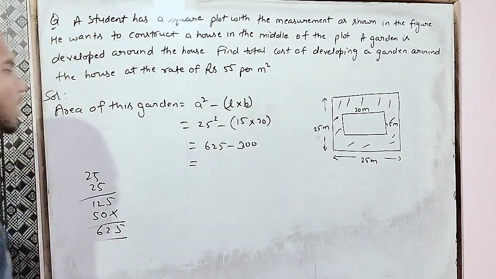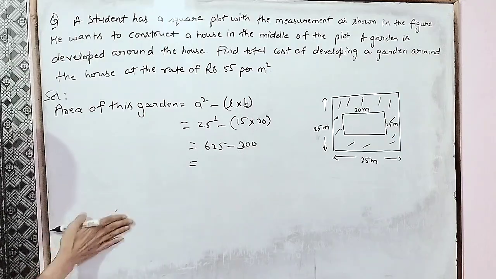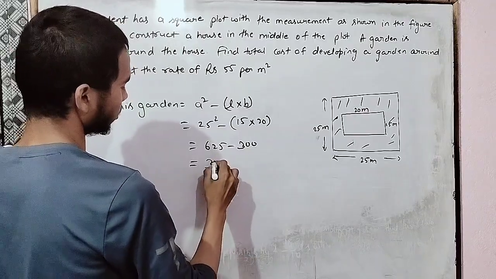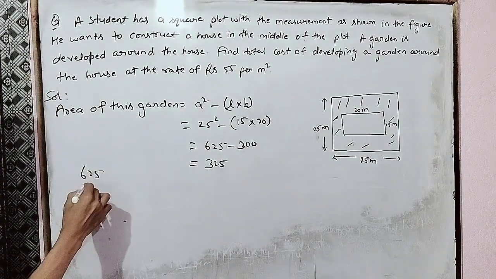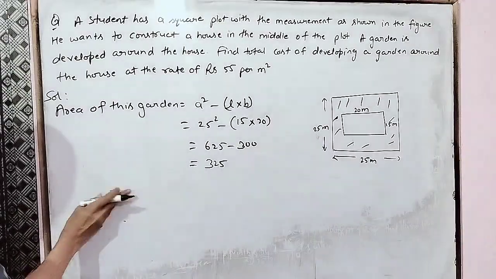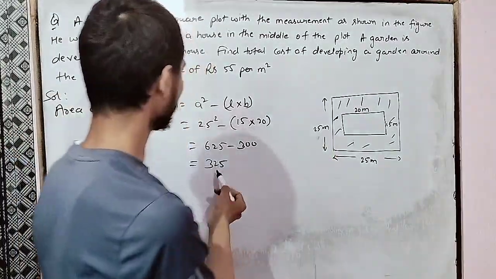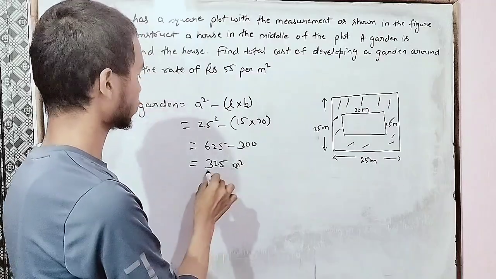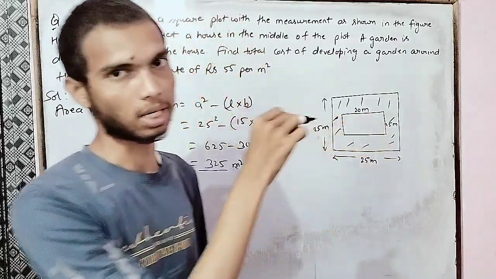So how much do we have? 325. This is in meters. So 325 meter square is the area of developing this garden.